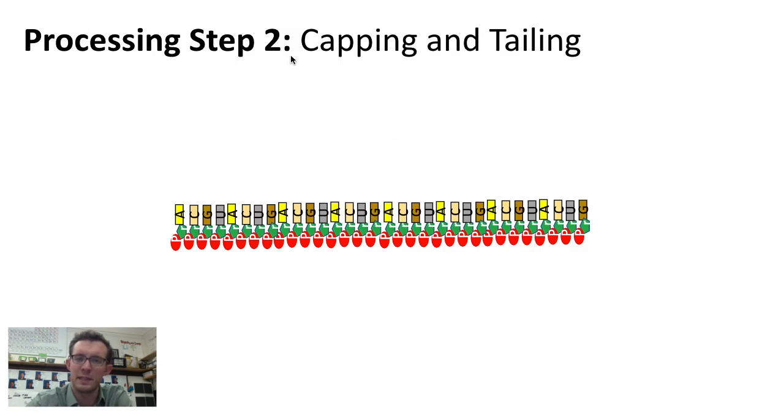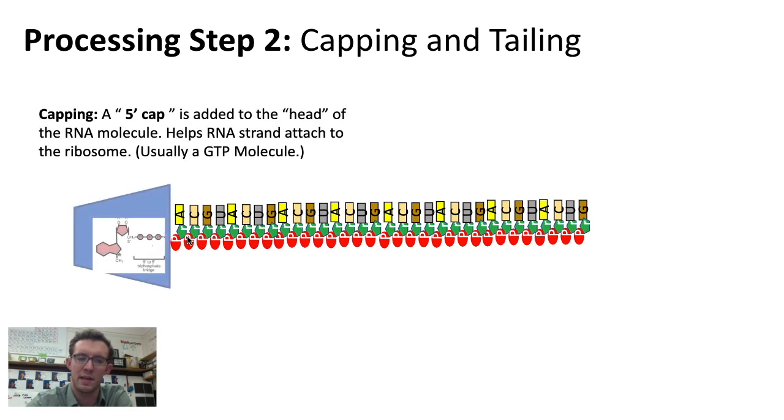So after RNA has been spliced, a process called capping and tailing of the RNA can occur. And capping and tailing are exactly what they sound like. The process of capping is adding a 5' cap to the head of the RNA strand. And this cap is usually a guanosine triphosphate molecule. So very similar to an ATP molecule, which is adenosine triphosphate.